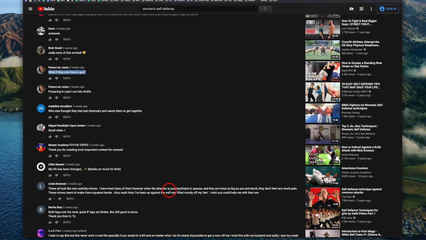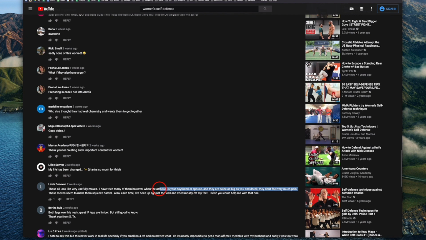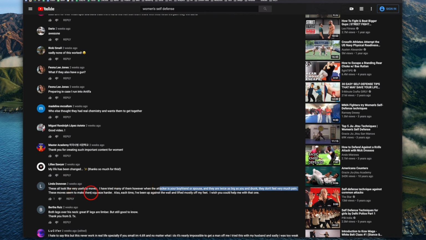However, when the attacker is your boyfriend or spouse, they are twice as big as you and drunk. Okay, really important. They don't feel very much pain. Really important. How do you disarm somebody like that? How do you deal with that? These moves seem to make them squeeze harder. Oh my gosh. So this is somebody that's like, I want to go help this lady right now. Like also, each time I've been up against the wall and lifted mostly off my feet. I wish you could help me with that one.